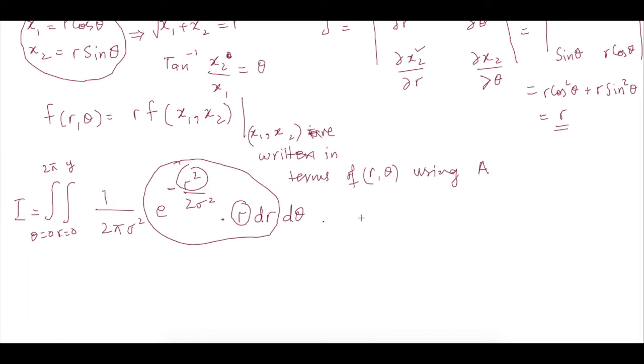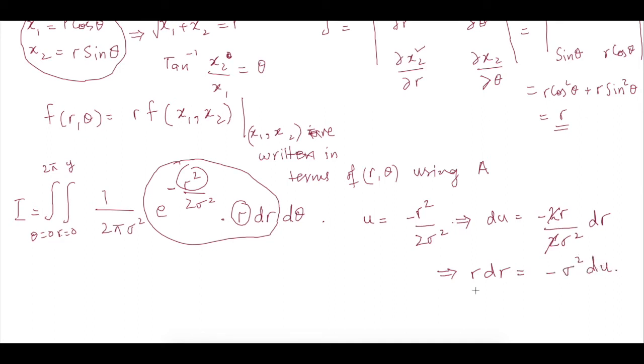If I just do the change in variables, I just say u is equal to minus r squared over 2 sigma squared, then du is equal to minus 2r over 2 sigma squared dr, which means that r dr is equal to minus sigma squared du. Okay, and the limits of r are 0 to y, so the limits of u will be 0 to minus y squared over 2 sigma squared.